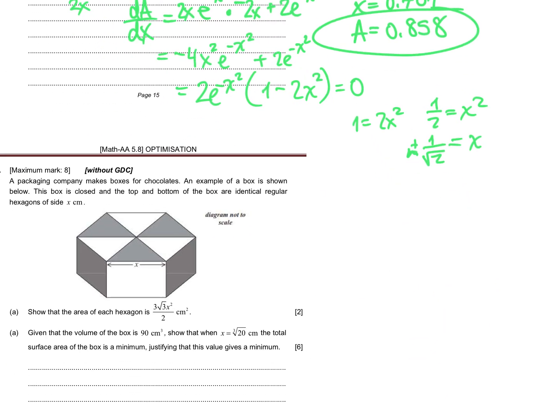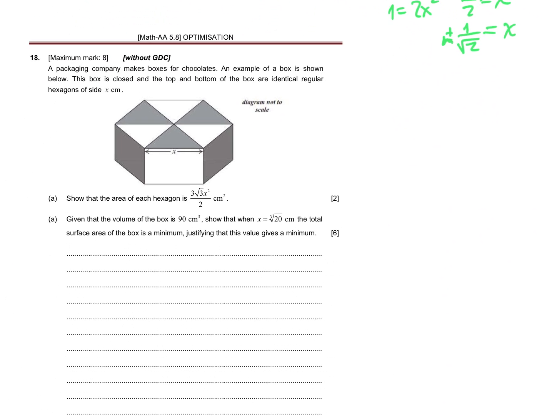Okay? All right, 18. A packaging company makes boxes for chocolates. An example of the box is shown. The box has a closed top and bottom, and the top and bottom of the box are identical regular hexagons. Okay, show that the area of each hexagon is that.